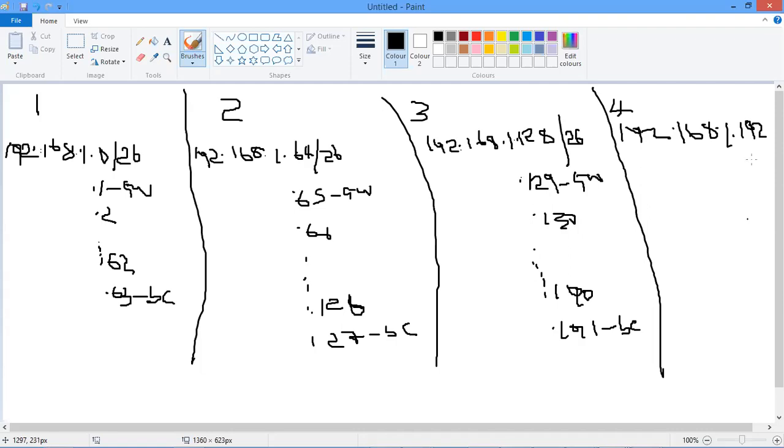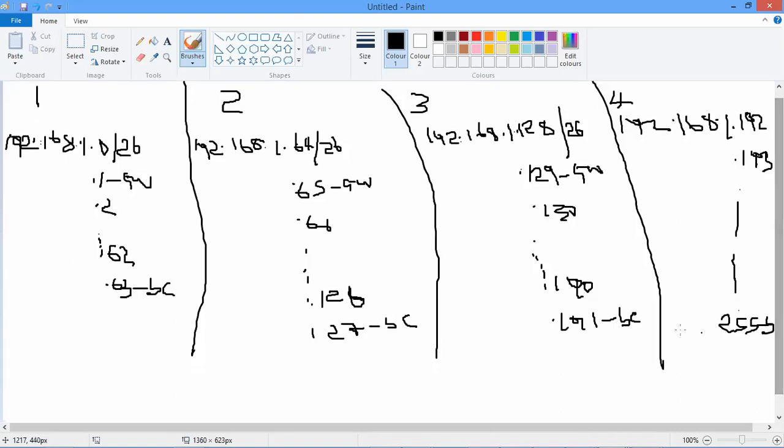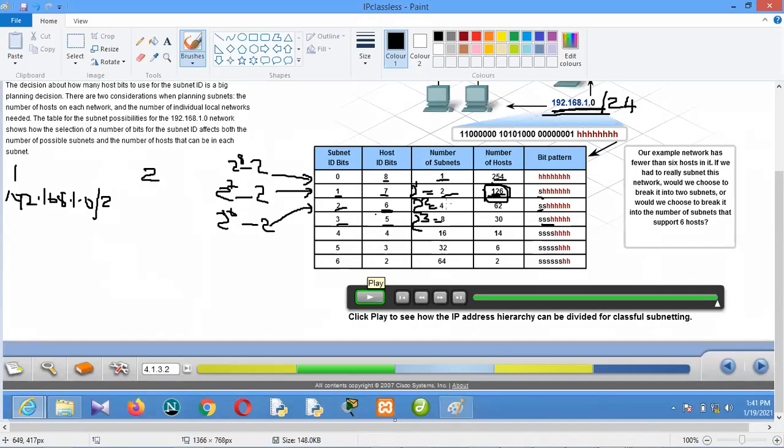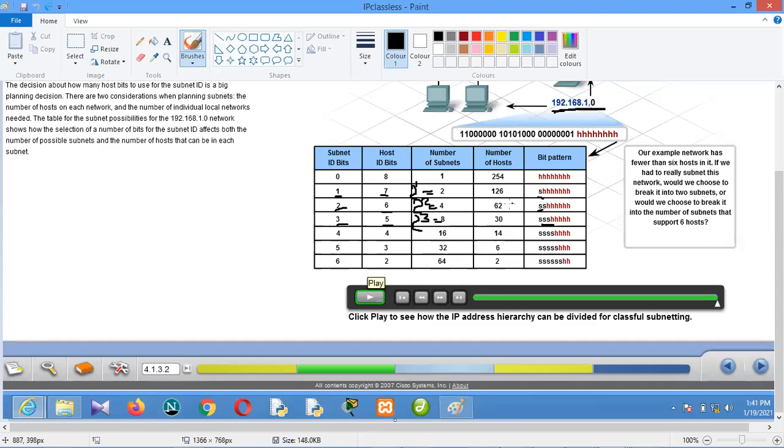So the first valid IP address is 193, and it goes on till the very last network, which is supposed to have broadcast as 255. Okay, now when you look at this place, what we counted was that each of the networks is supposed to carry 62 valid IP host addresses.